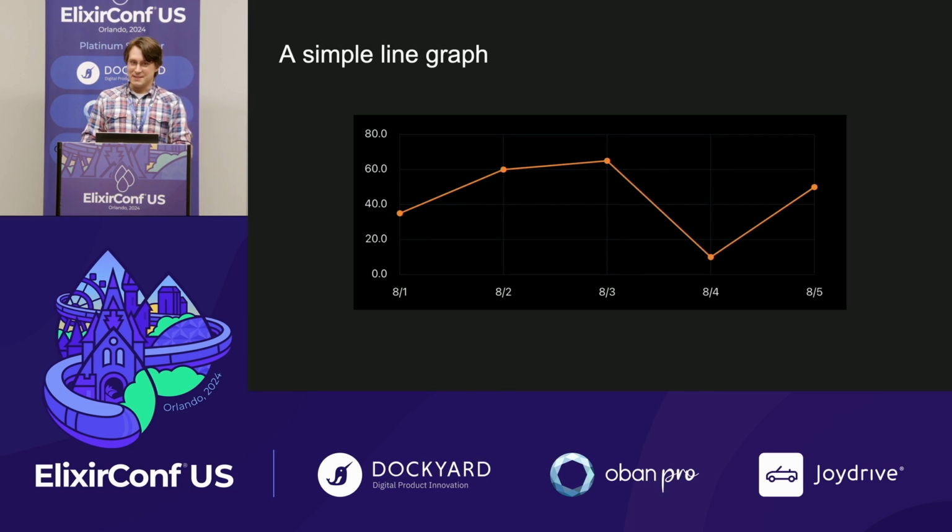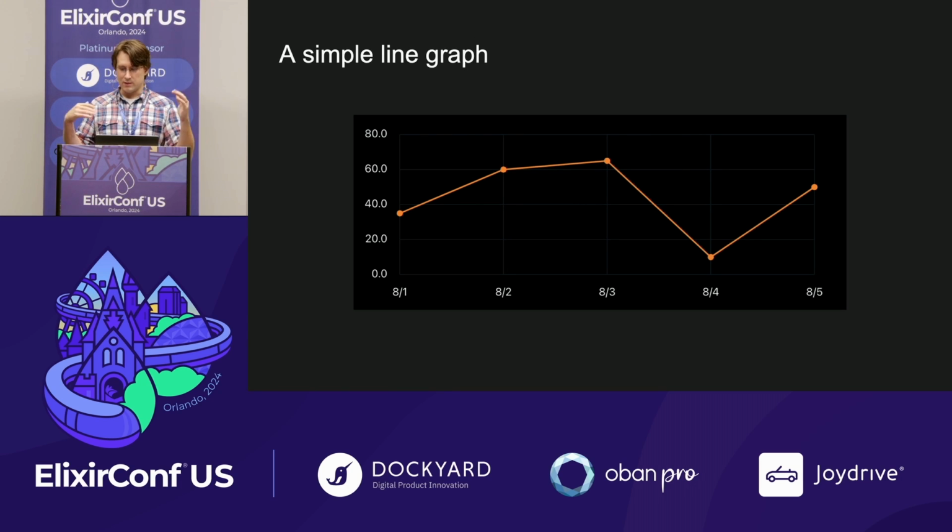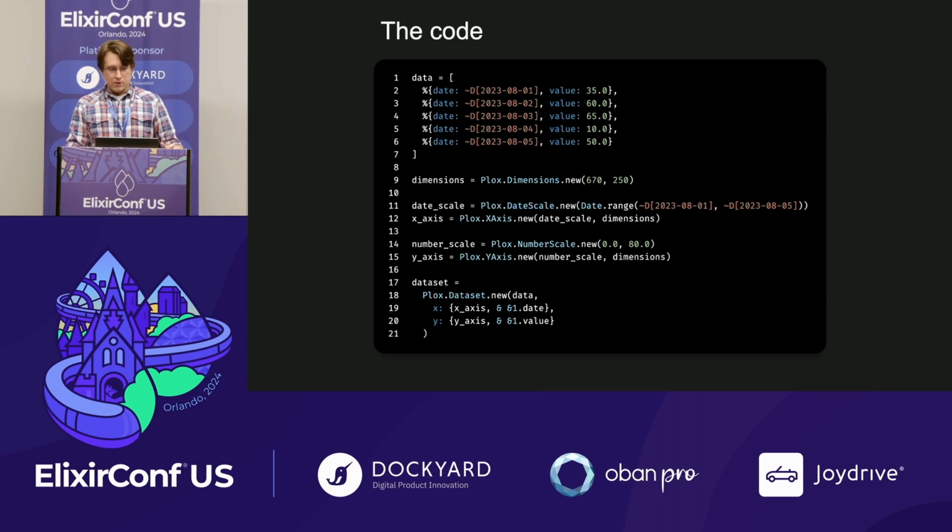So let's build this simple line graph. It has dates along the x-axis, and it has numbers along the y-axis. And we also want points rendered at each data point as well as a line connecting them. Nice and simple. Here's the code that you would put inside of a controller or LiveView callback.